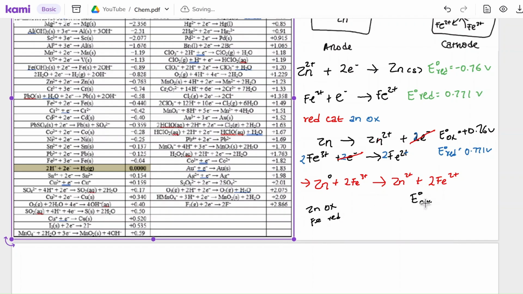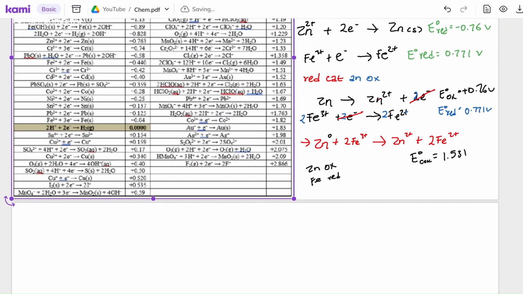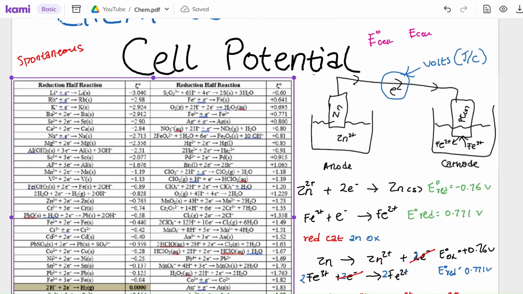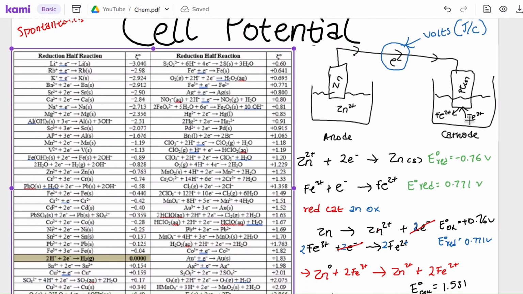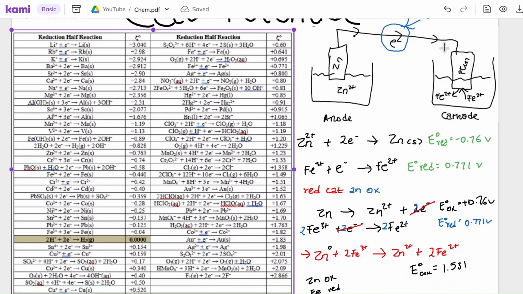So it will just be E cell instead of E oxidation or E reduction. But since you're adding both equations, you have to add the E values as well to give you the total E cell for the full reaction. When you add these, you use a calculator: 0.76 plus 0.771. The total E cell would be 1.531. And remember how I talked about spontaneity at the start? If the standard E cell is positive, that means this reaction is spontaneous and it would produce electricity and carry out on its own.